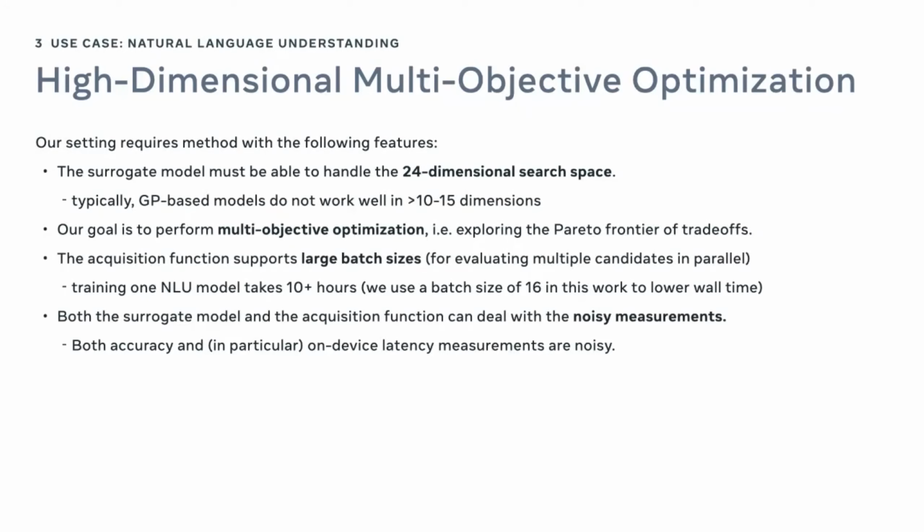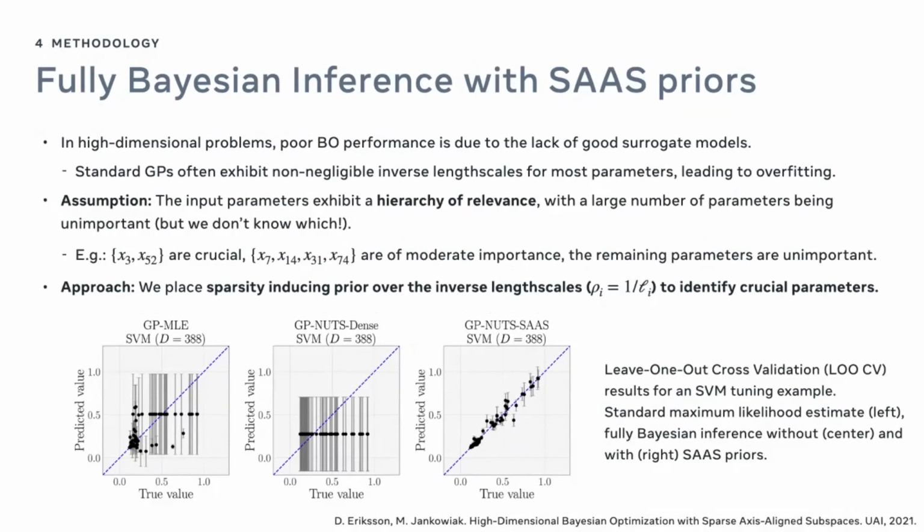We want to do multi-objective optimization. We want to get this done in a reasonable amount of time, so we want to do batch optimization, where we generate multiple candidates that can be evaluated in parallel. And we also have to be able to deal with noisy measurements, particularly of the on-device latency measurements. All right, so this is not something you can throw standard methods at. So we use recently developed methods and combine them to make this work.